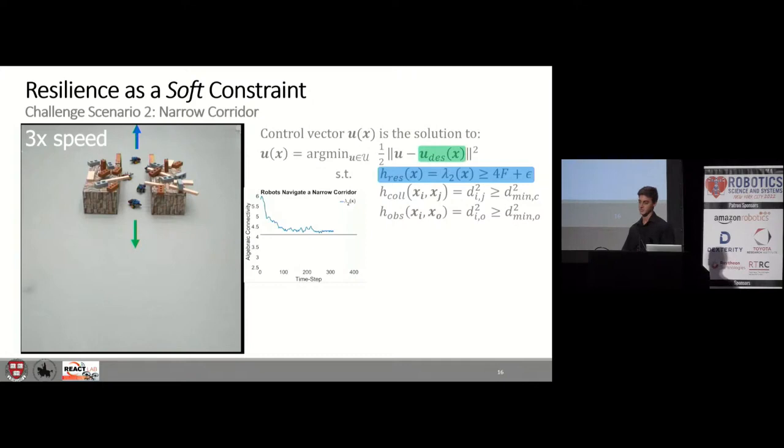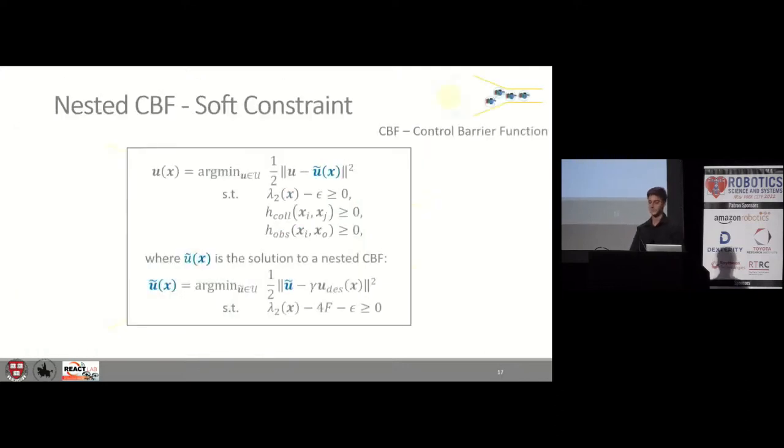In this case, the resilience input will try to drive the robots back out of the corridor, while the desired input tries to push them further through it. Because of this, it may be impossible for the robot team to make it through the corridor while maintaining a resilient formation. This motivates us to redesign our CBF to take resilience as a soft constraint.